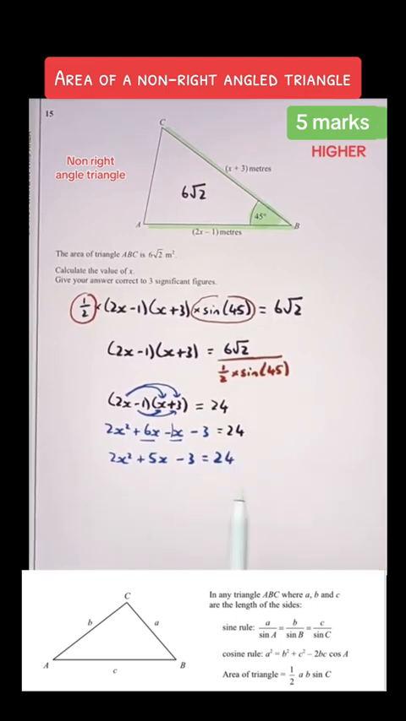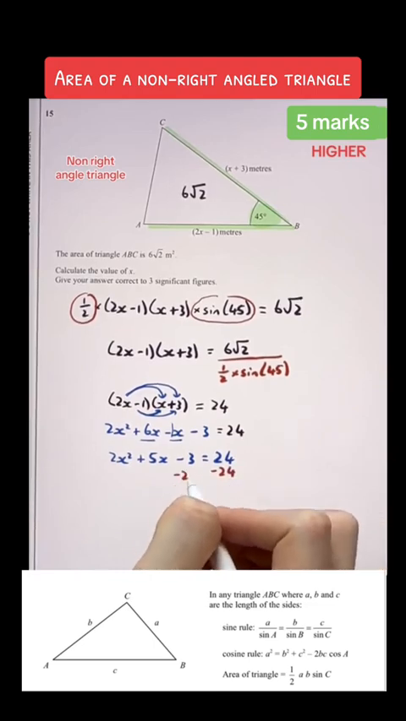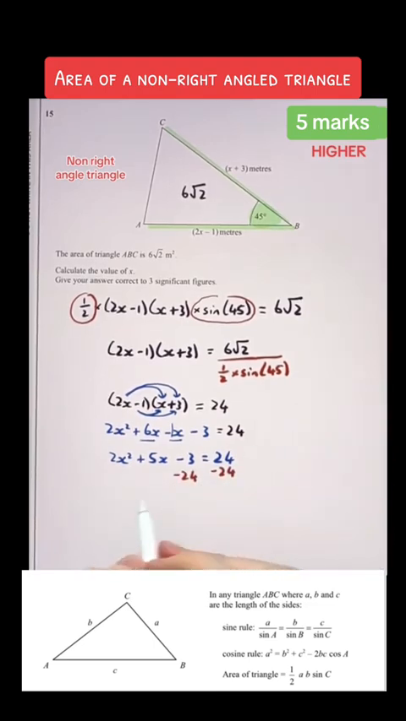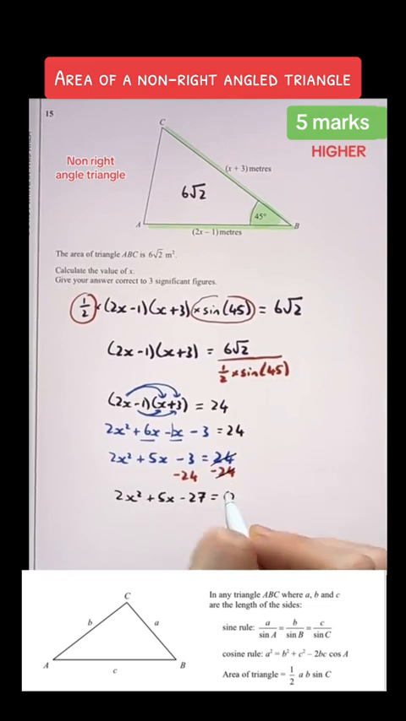I can now see I'm getting a quadratic in terms of x. I always want my quadratic equal to 0. So therefore I'm going to move the 24 across to the left by doing the opposite. The opposite of add 24 is subtract 24 from both sides of my equation. On the left-hand side, therefore, I've got 2x squared plus 5x. I know negative 3 take away 24 will give us negative 27. And on the right-hand side, 24 take away 24 will cancel. It leaves us with 0.